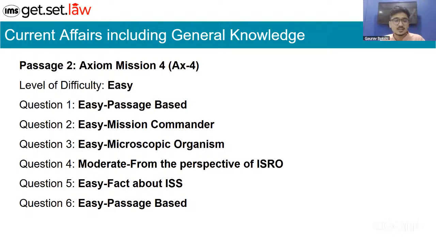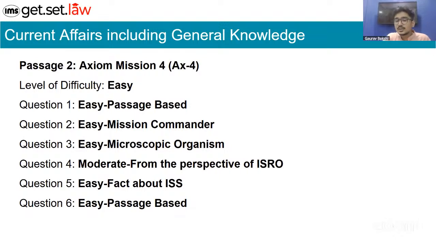Questions 5 and 6. It is a fact about the International Space Station: which space agency is not involved in the International Space Station? The answer is ISRO. Sixth question: which private company was awarded the contract to develop an orbital vehicle for safely dismantling the ISS? SpaceX. So of the six questions, five are fairly easy, and this passage was very easy compared to the last one.